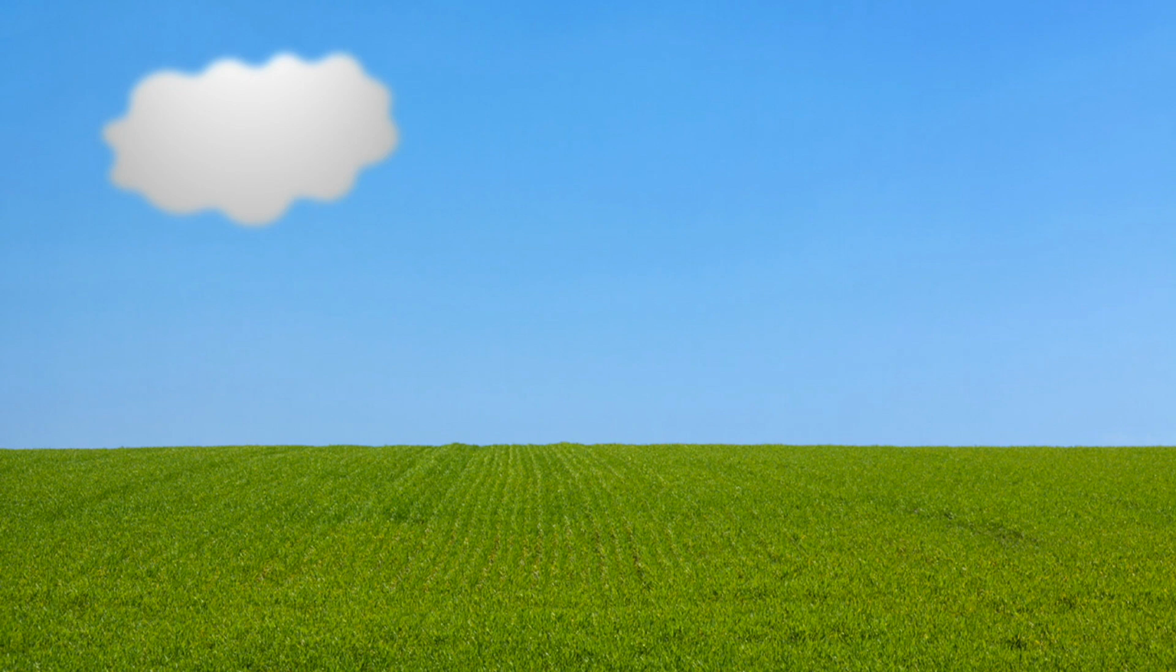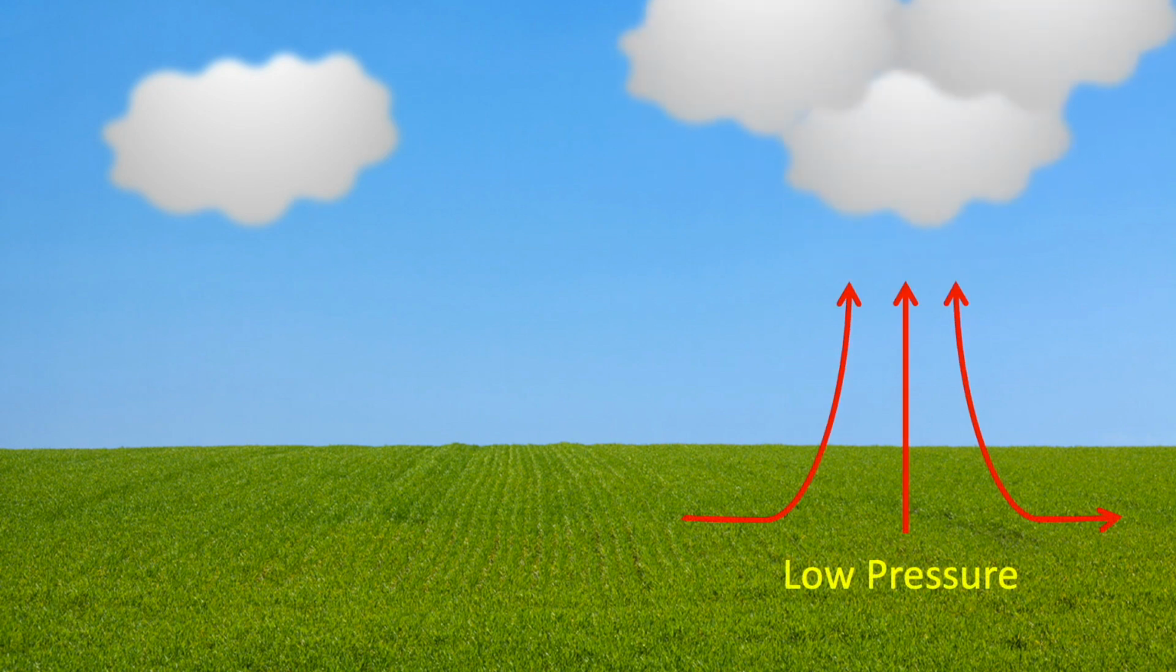When air is hot and humid, it becomes lighter and rises, creating a low pressure upon the land. When this moist air reaches higher altitudes where the temperature is low, it condenses to form clouds. Hence, low pressure areas are associated with cloudy skies.